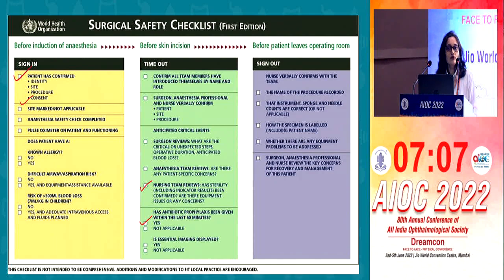In time-out, your nursing staff will review the indicators and also the antibiotic, whether it is given as per the protocol, the prophylactic antibiotic. Here you can also include the verification of IOL power. You can also include the verification of all the vials or consumables which are going to be used.